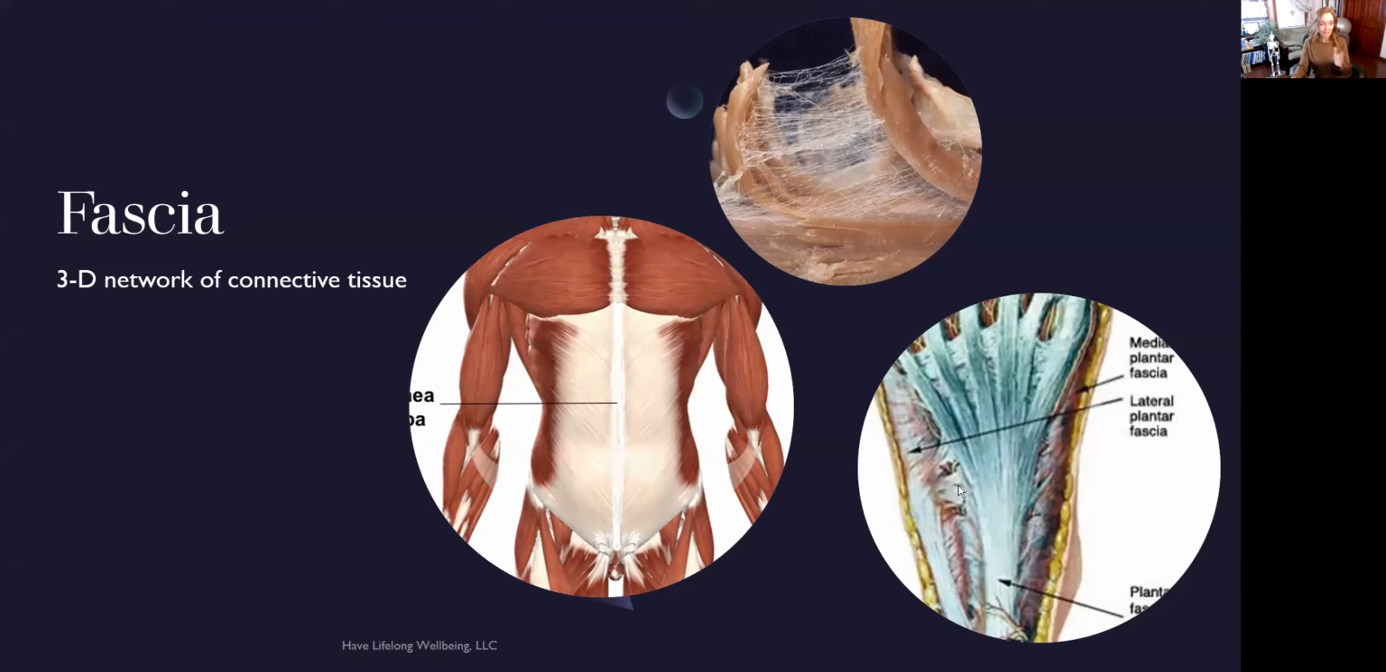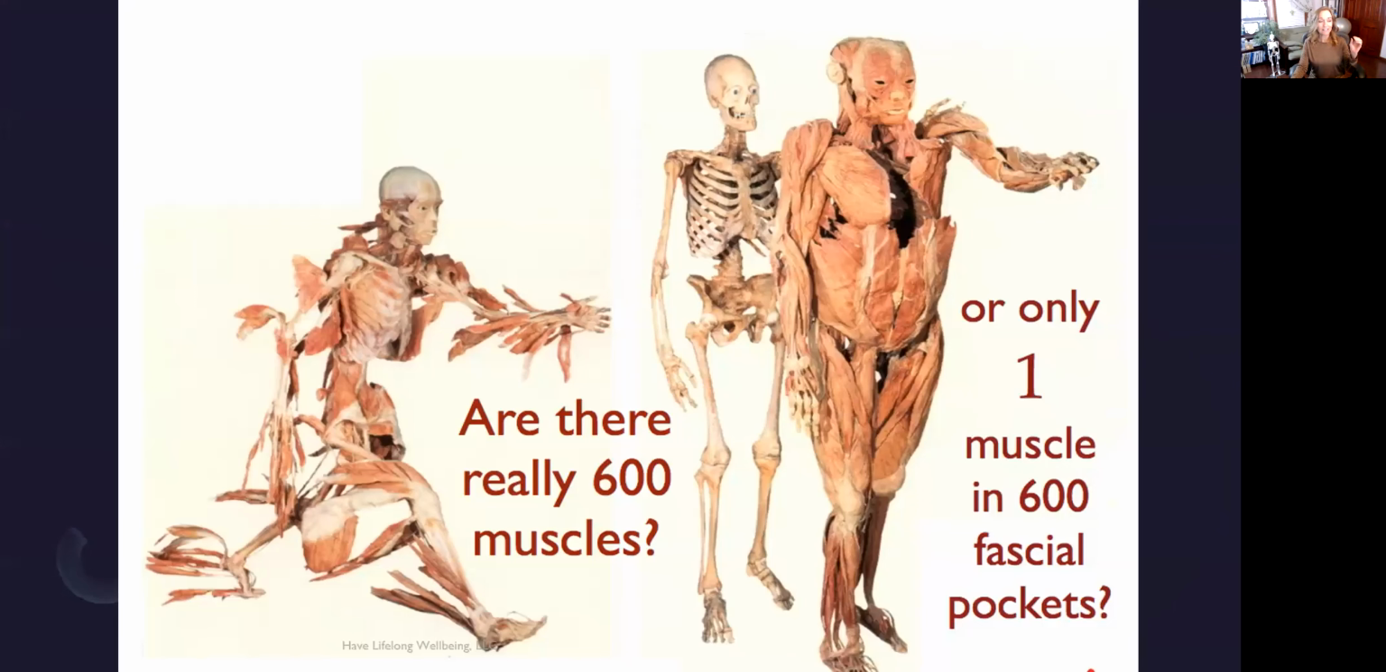So here's what I want you to see. A lot of the times we talk about how many muscles we have in our body. Well, guess what? We really only have one muscle in hundreds of compartments of fascia, because it's one continuous system. It doesn't separate. It is all together. There's no separation from one muscle to another muscle.